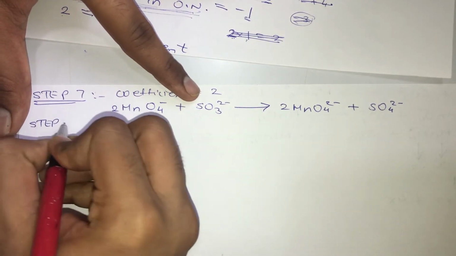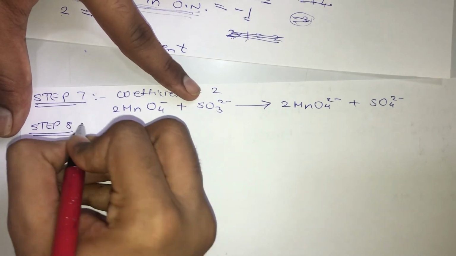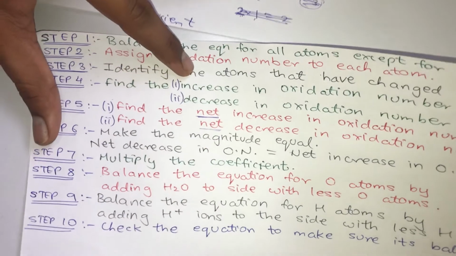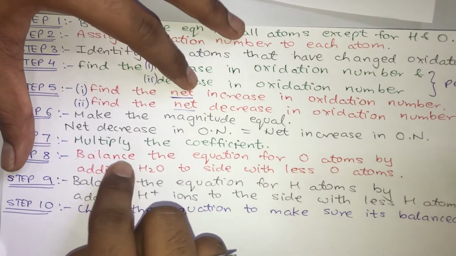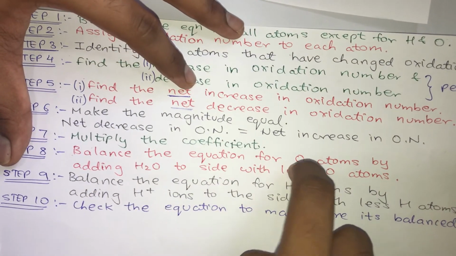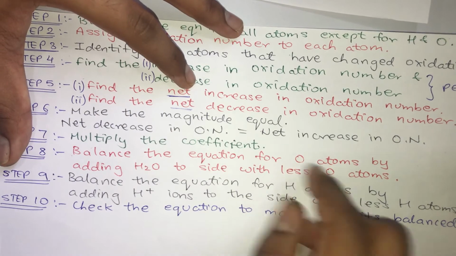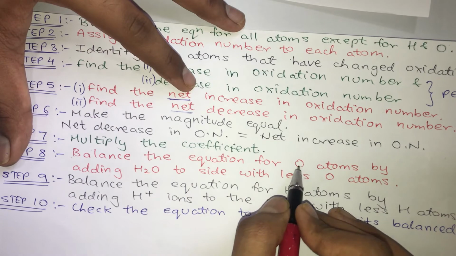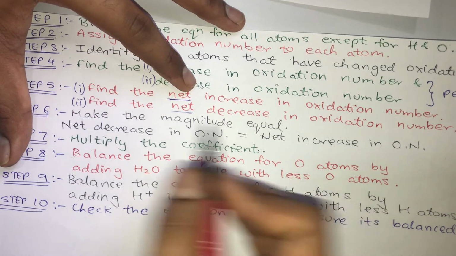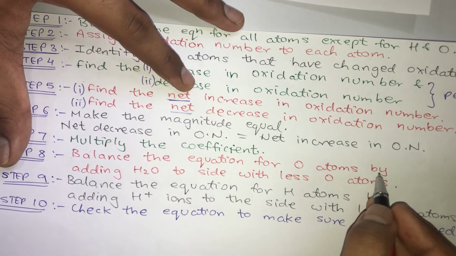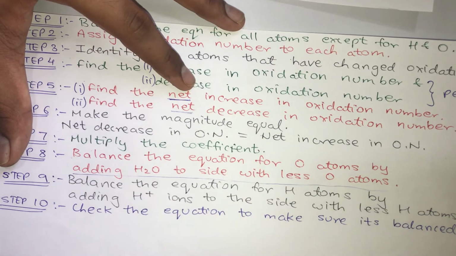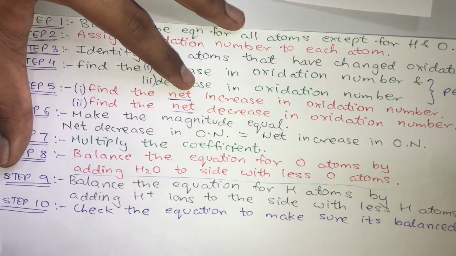Let's see step number 8. What does step number 8 have to tell us? Balance the equation for oxygen atoms. See, first of all, balance the equation for oxygen atoms. And how are we going to balance? By adding H2O to the side with fewer oxygen atoms. What is the meaning of this?